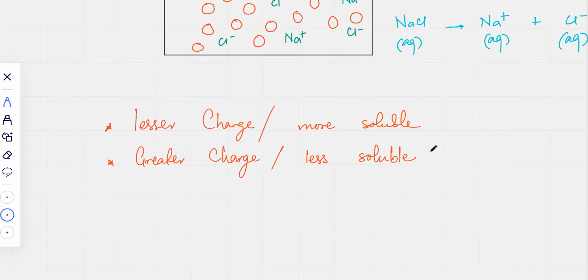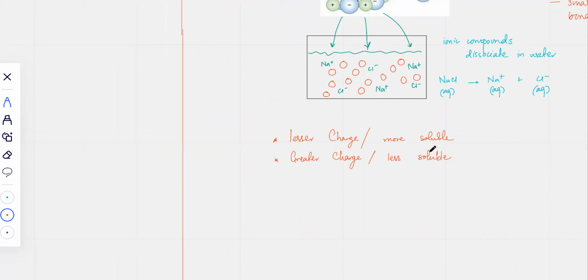Is this point clear? ठीक है सर. जी सर. Yes, sir.